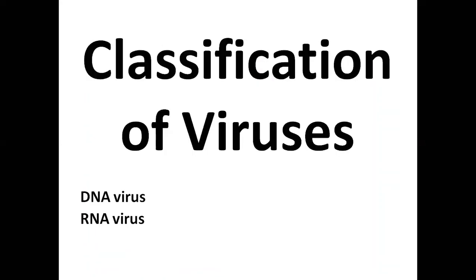Classification of viruses on the basis of their genome or genotype. You all know the differences between genotype and phenotype. We have done it in Junior 3. So on the basis of their genotypes, viruses can be categorized either as DNA viruses or as RNA viruses. If they have deoxyribonucleic acid as their genetic material, it is a DNA virus. If they have ribonucleic acid as their genetic material, they are called RNA viruses.